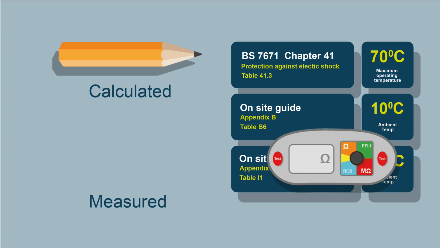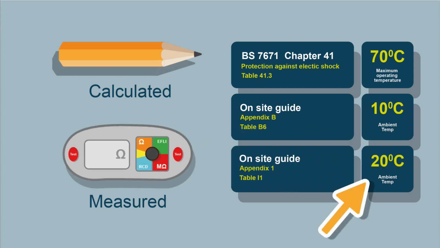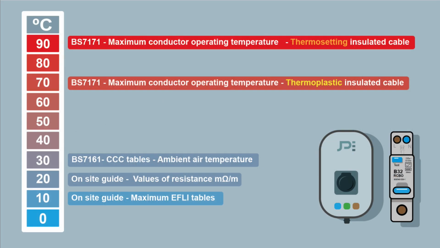We might use the values that are calculated in the on-site guide. And if we're doing a measured test, we have to make sure that our measured test would not exceed the values of BS7671. We also need to adjust our values for conductor resistance when we're doing our R1s plus R2s. We'll go through all this. So the reason for the different temperatures becomes clear when we realise that we have to work within certain boundaries.